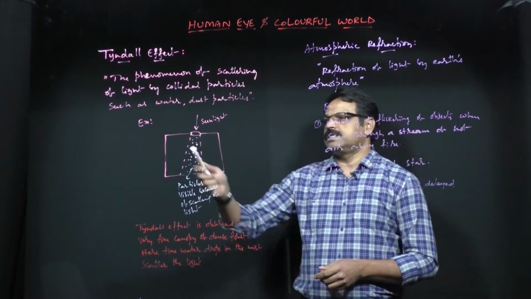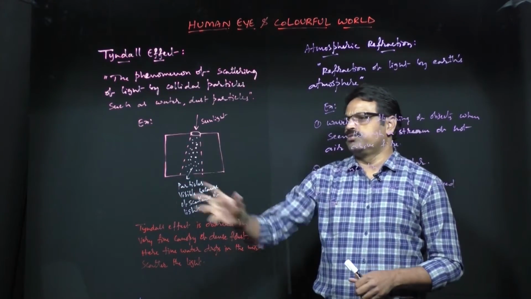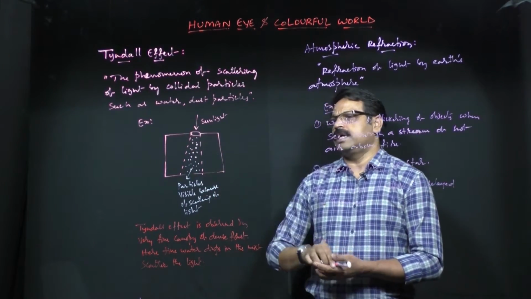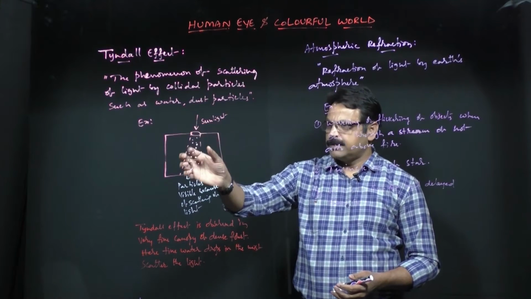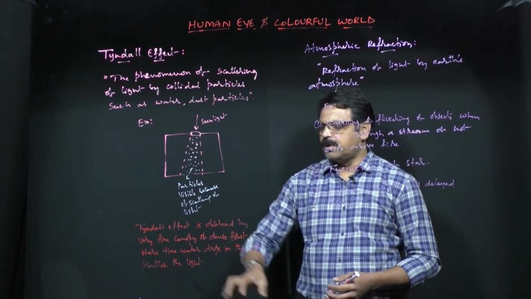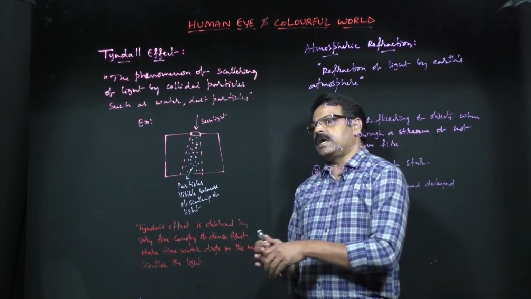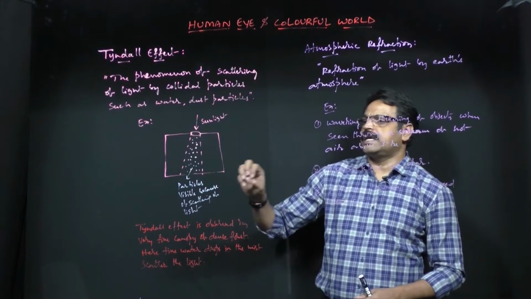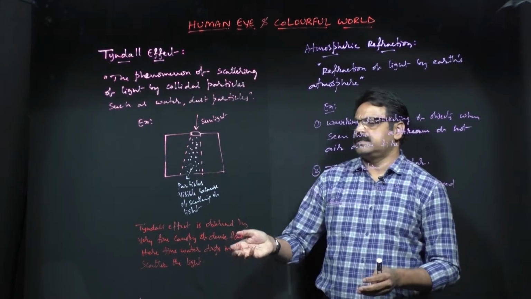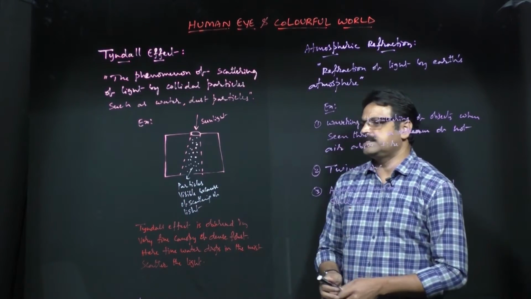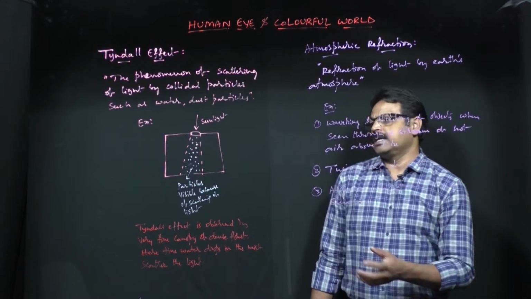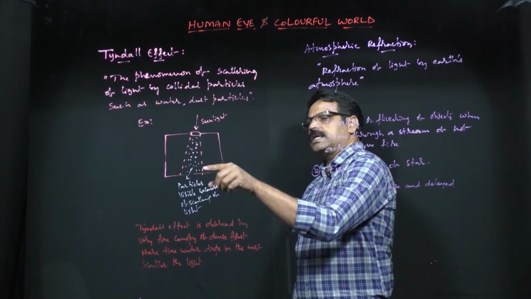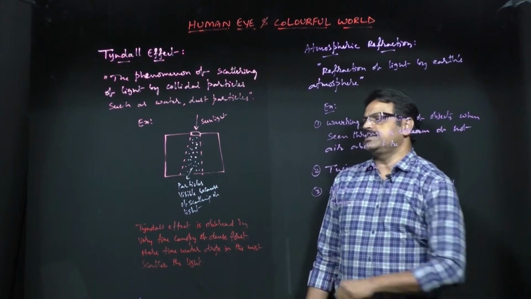As an example, you can see such a phenomenon in a closed room in which a small hole is made. When sunlight is allowed to pass through this, the radiations of the sunlight are absorbed by the particles and are scattered. So here we have the particles as well as the light. Since the light is scattered, the particles become clearly visible. This is a practical phenomenon that you can see in a closed room where the light is allowed to pass through a fine hole. In that case, the particles are visible because of this Tyndall effect.